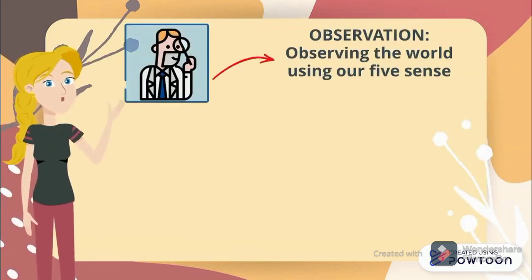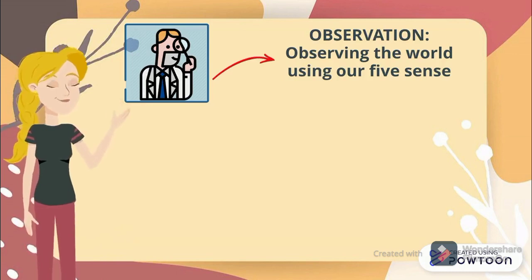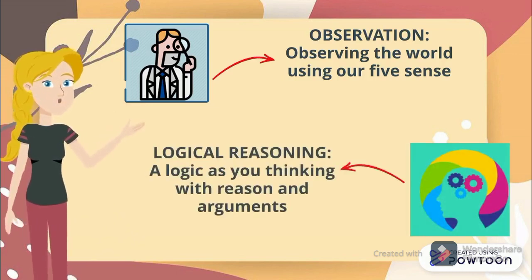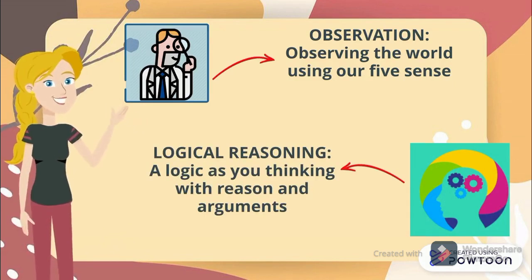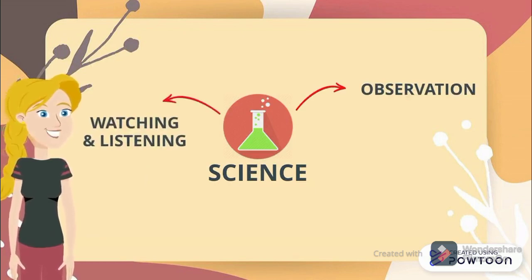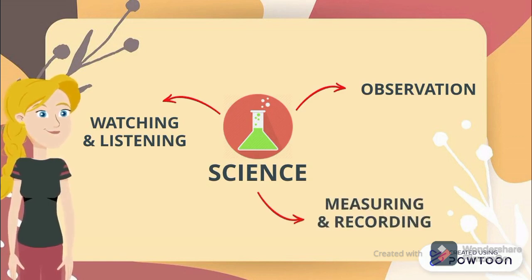Observation is observing the world using our five senses, which are sight, touch, smell, sound, and taste. Logical reasoning is thinking with reason and arguments. In observing the world, science consists of observation, watching and listening, measuring and recording.